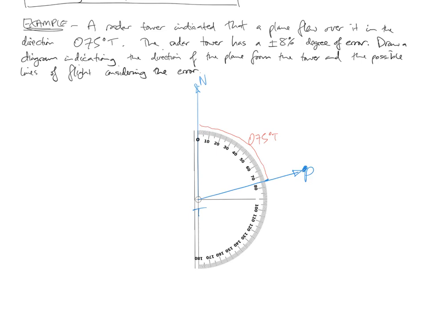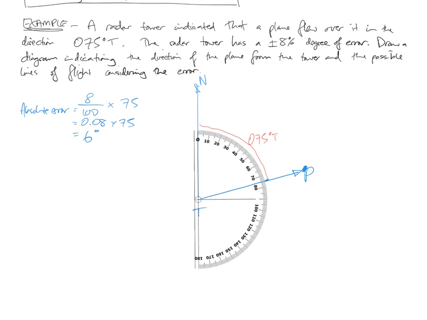However, the radar tower has a plus or minus 8% degree of error. Draw a diagram indicating the plane's flight and the possible lines of flight. So I've done the plane's flight, ignoring the error. Now we need to do plus or minus the degree of error. So, do some maths. Absolute error is going to be the percentage error, 8% over 100, times the bearing, which is 75. 8 divided by 100 is 0.08, times 75. It's going to be 6 degrees. So 8% of 75 degrees is 6 degrees, and the tower can be plus that amount or minus that amount.